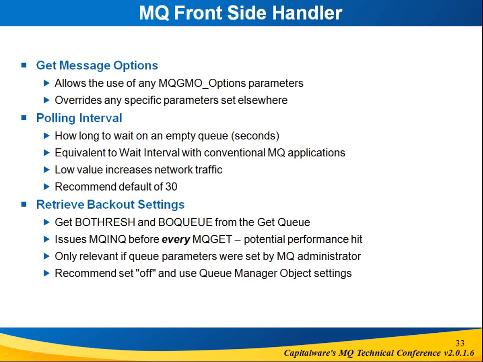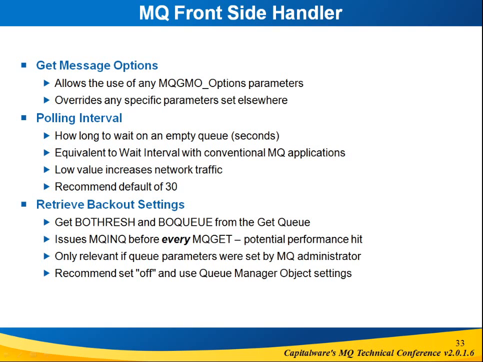Next is polling interval. This is equivalent to the wait interval that would be used in conventional MQ programming. It simply says that the front-side handler will issue a get with wait, and it will wait for this number of seconds to see if any messages are arriving on that queue. After that particular wait interval has expired and there are no messages, the front-side handler will then go back and immediately issue another get with wait for that same time period.